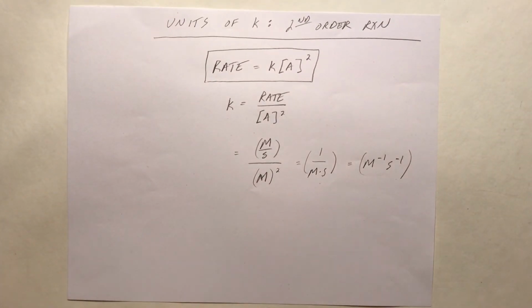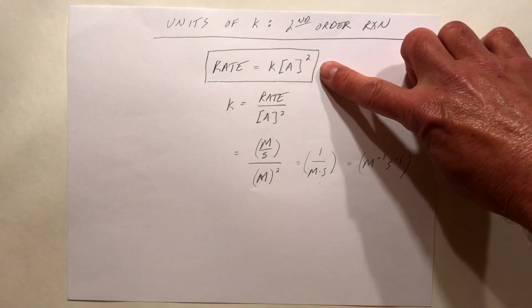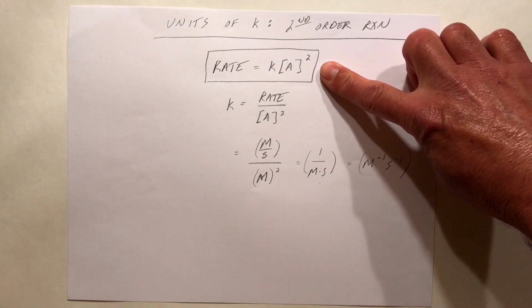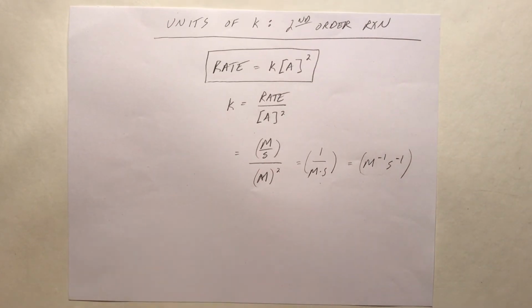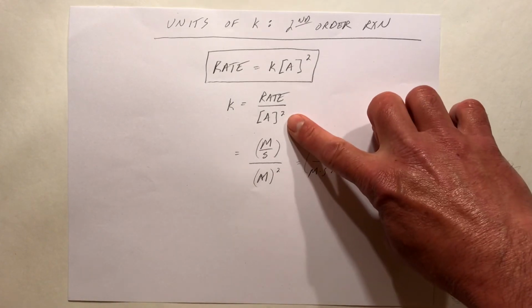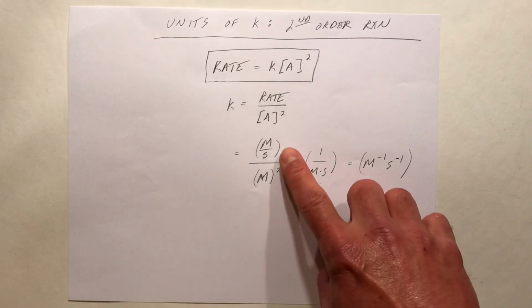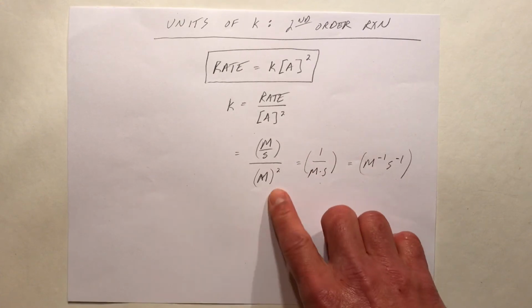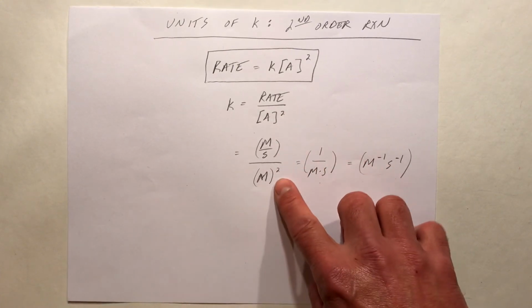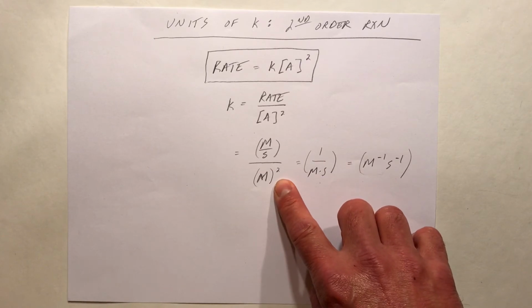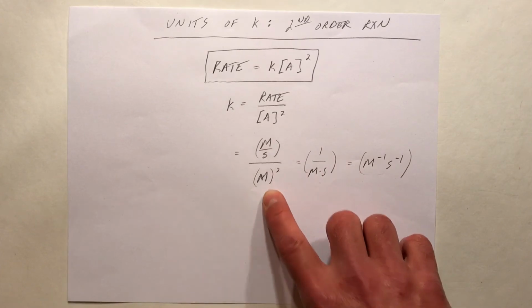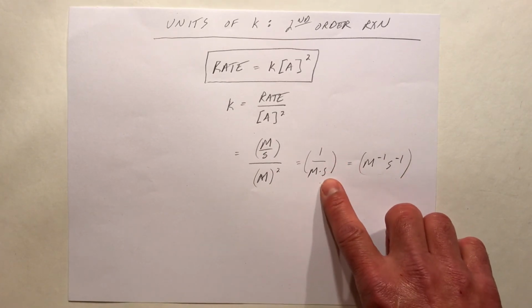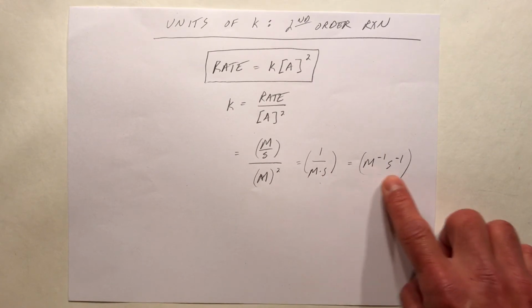for second order. The units of K for a second order reaction: here's the differential rate law for a second order reaction. Rearrange it so that you have K by itself. Now when you do that, you get rate divided by concentration of A squared. Plug in the units for rate. We're going to use molarity per second here, and then concentration, molarity, and that has to be squared, and simplify. Notice that the molarity up here in the numerator and one of these molarities in the denominator cancels out, so we get 1 over molar seconds, or molar to the -1, seconds to the -1 as our unit.